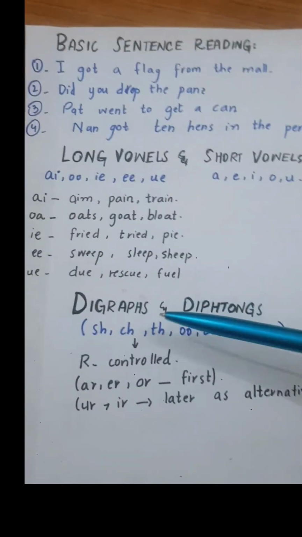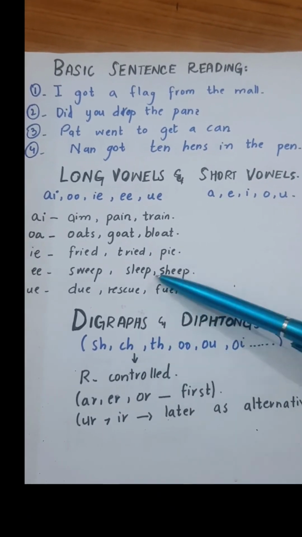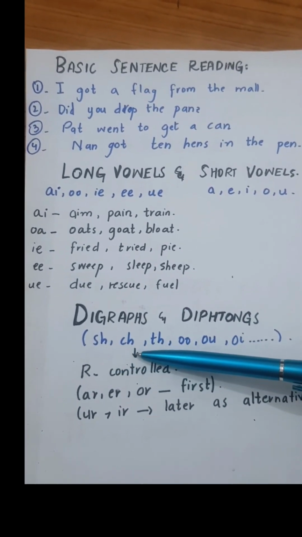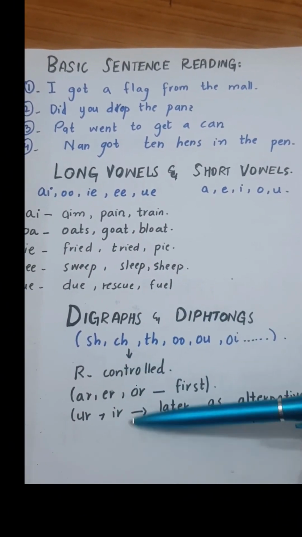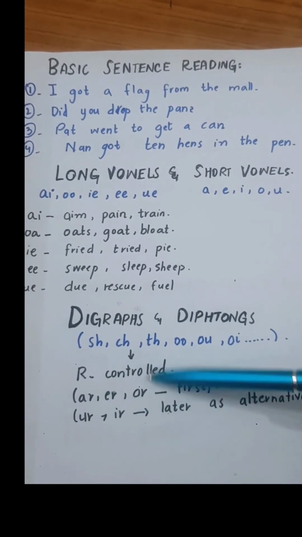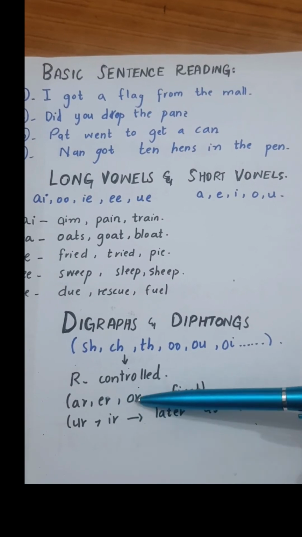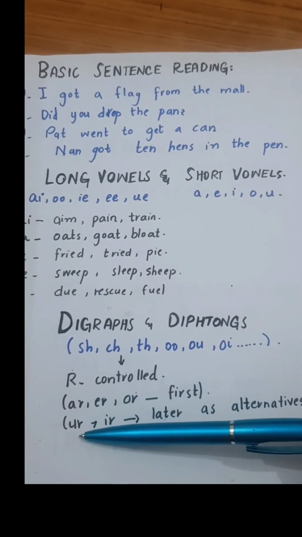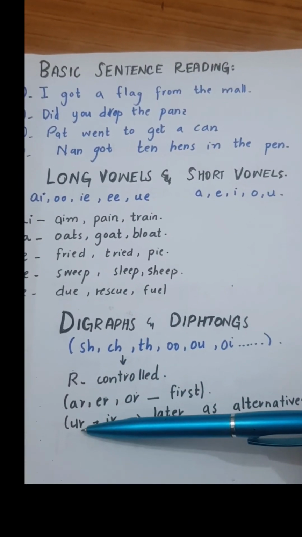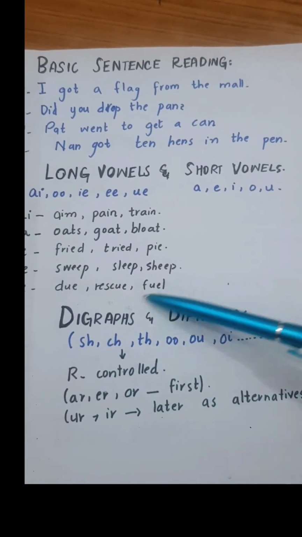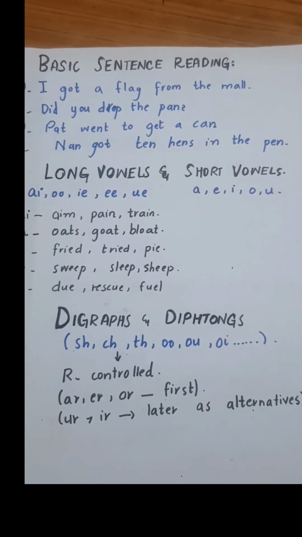Next, you teach your child about the digraphs and diphthongs. These include sh, ch, th, oo, oi. Then you move to the R control: you teach your child the R control, ar first, and then the alternatives, meaning or, ir. So these are the combination of the digraphs and the diphthongs.